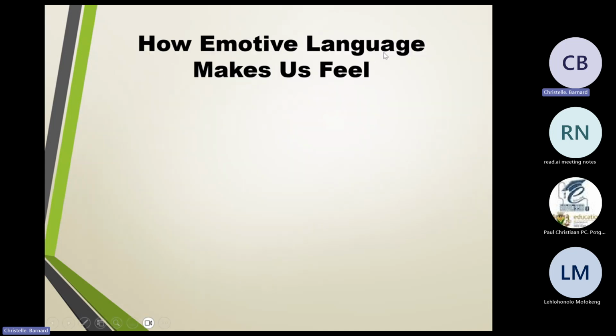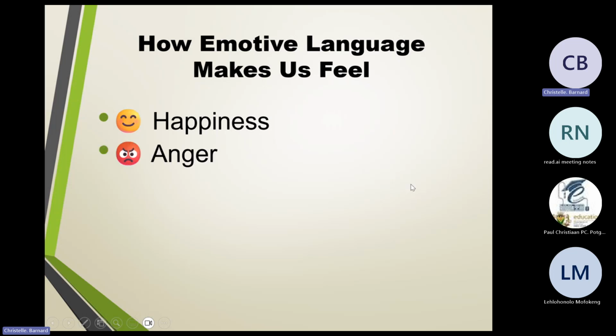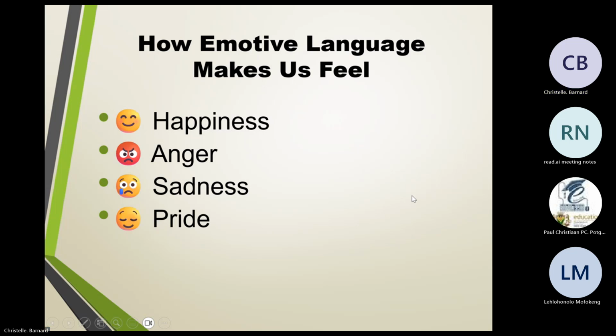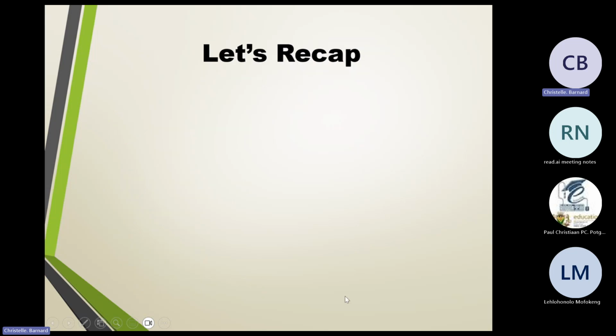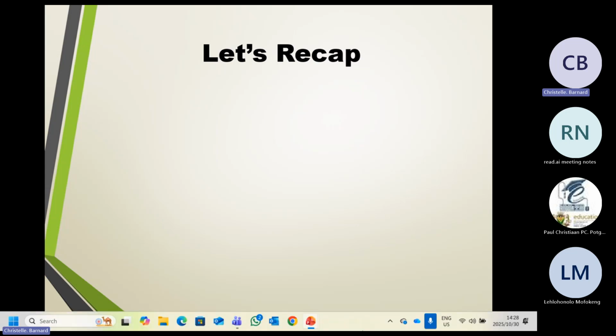So how does emotive language make us feel? It can make you feel happy. It can make you feel angry. It can make you feel sad. It can make you feel proud, as we saw in the last example. You can be scared, you can be afraid, so you can feel fear. And then you can feel sympathy, if you feel sorry for another person. So if you read a sentence and there's a word that you can associate with one of those feelings, then you're using emotive language.